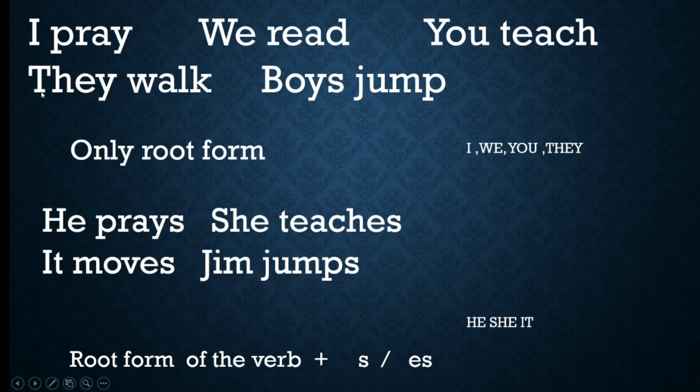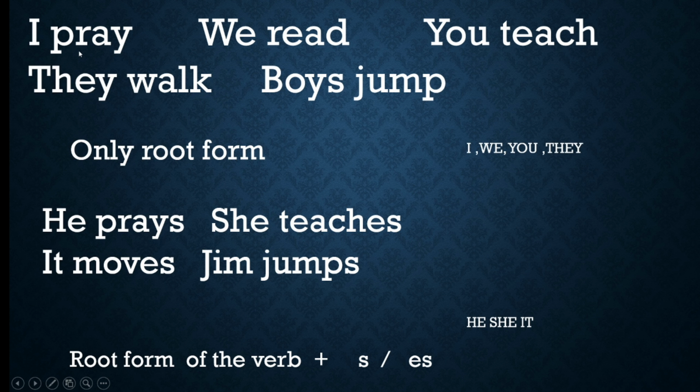Now look here, when you have a pronoun like I, we, you, they, or a plural like boys, we use only the root form of the verb, like pray, read, teach, walk, jump. Only the root form of the verb. That is, we don't add s or es here. Once again, you just check here. I pray, there is no s. We read, no s. You teach, no s. They walk, boys jump. That is when I and plural.